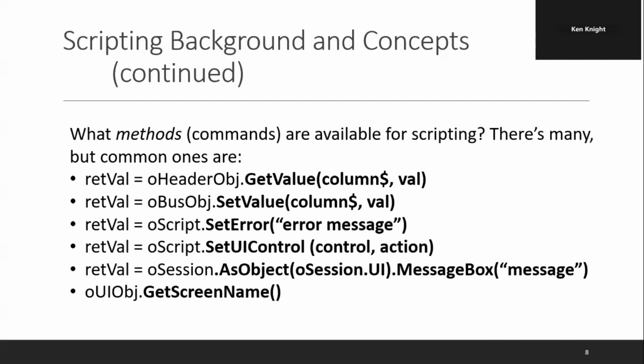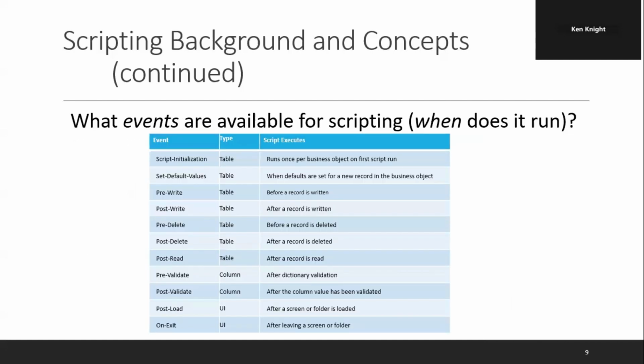So now we talked about the objects that we can connect to, the connections that we can establish, the commands that we can give through those connections. The last piece to the puzzle then is events. This is basically saying what triggers the script to run. When does it run? Now, there are events that are available at the table level, at the column level, and at the user interface level.